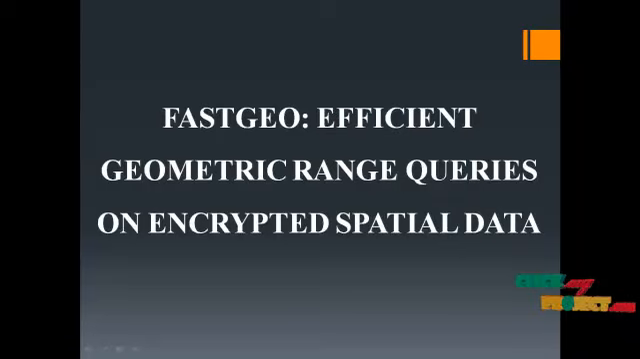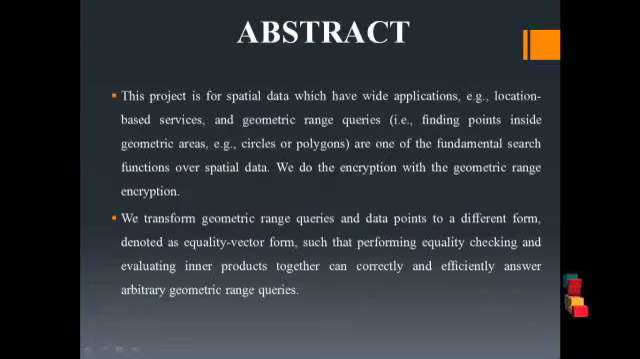FastGeo: efficient geometric range queries on encrypted spatial data. Abstract. This project is for spatial data, which have wide application, for example location-based services, and geometric range queries are one of the fundamental search functions over spatial data. We do the encryption with a geometric range encryption.